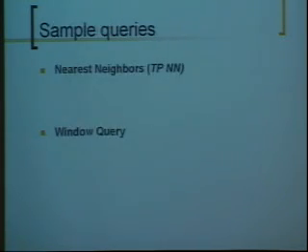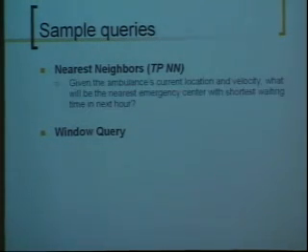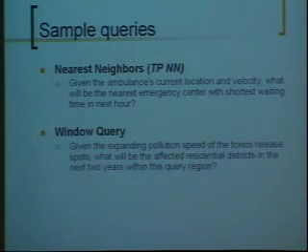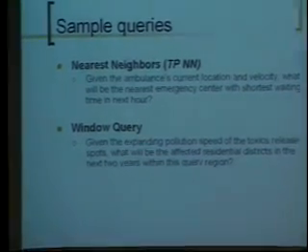The example queries we may be able to support are like this: nearest neighbor query. Given the ambulance's current location and velocity, what will be the nearest emergency center with shortest waiting time in the next hour? The window query, for example, given the expanding pollution speed of the toxic release spots, what will be the affected residential districts in the next 2 years within this query region?